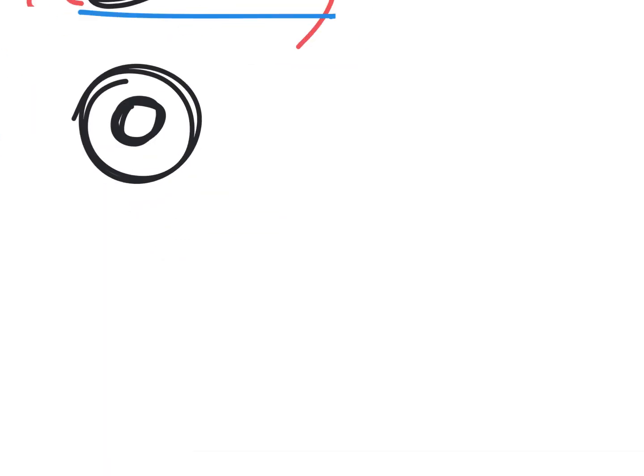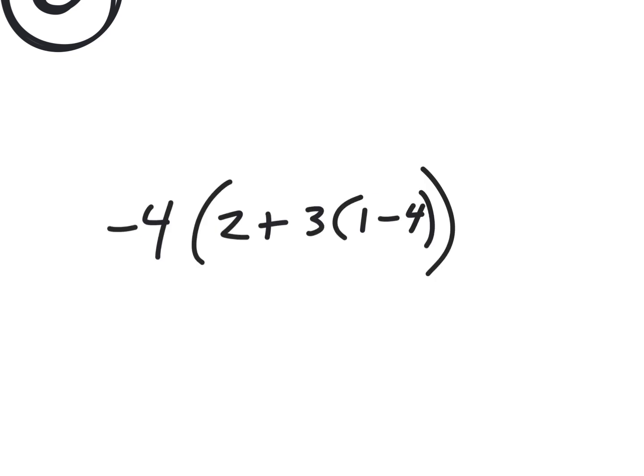All right, so I'm going to give you one more like that. See if you can hang with it. Negative 4 parentheses 2 plus 3 parentheses 1 minus 4 parentheses parentheses. Can you get the order right?